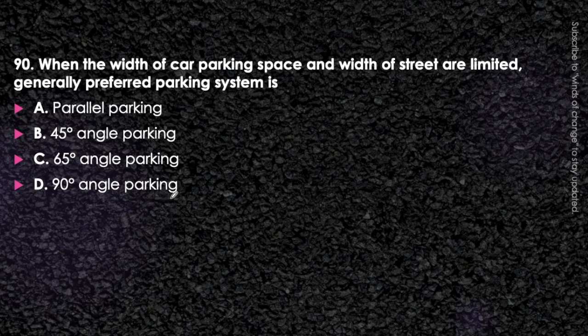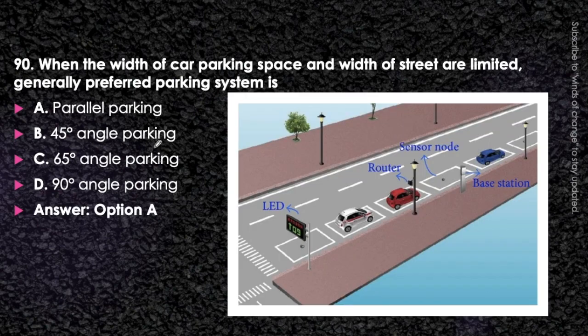Just think about it. 90-degree was a case which we have discussed earlier, in which the maximum number of vehicles can be parked, but it will take a lot of spacing. It will require a lot of width of roadway. So what will be the answer here? This will be parallel parking. Parallel parking takes the minimum width. You can see here, it will require the width of a vehicle only for its parking. So this will be the case of parallel parking, which will be preferred where the space and width of the street are limited.